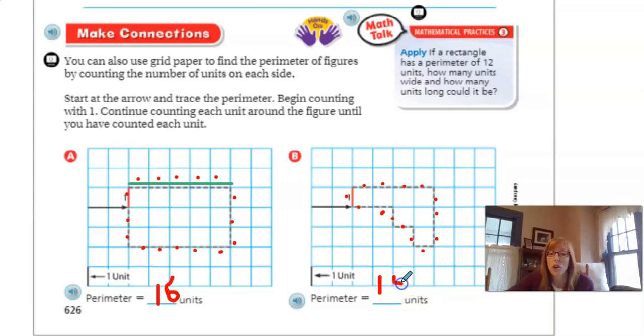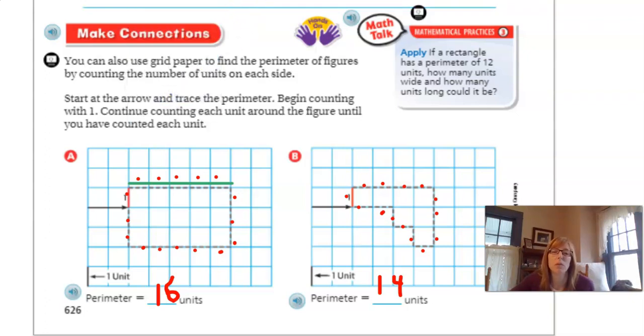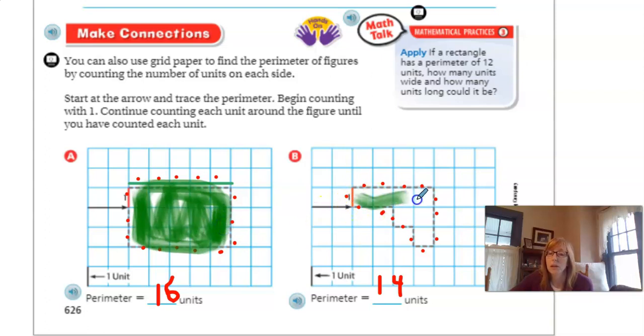All right, so if you think about it, let me go to my highlighter and I'll show you. We'll go to a paintbrush, that will be fun. So this would be like the grass. And that's why we're doing perimeter. Perimeter is the distance around your backyard. Okay, this would be your backyard. So what you're doing is you're counting and you are measuring the distance around your backyard.